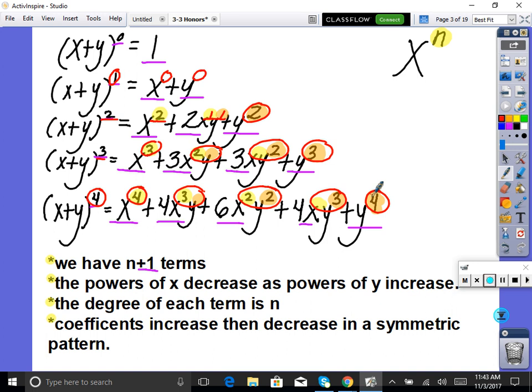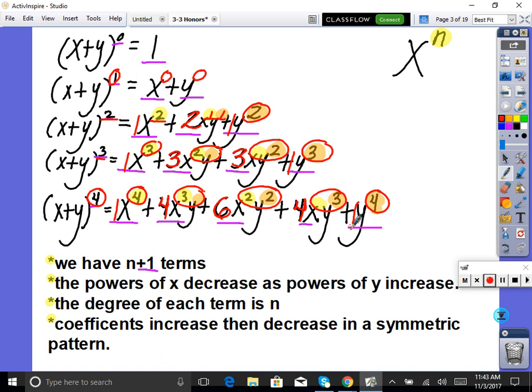And then notice the coefficients. Remember, a coefficient is a number in front of the variable. The coefficients increase and then decrease in a symmetrical pattern. So look, 1, 2, 1. 1, 3, 3, 1. So they increase, then decrease back down. 1, 4, 6, 4, 1. Do you see how it's happening in a symmetrical pattern?